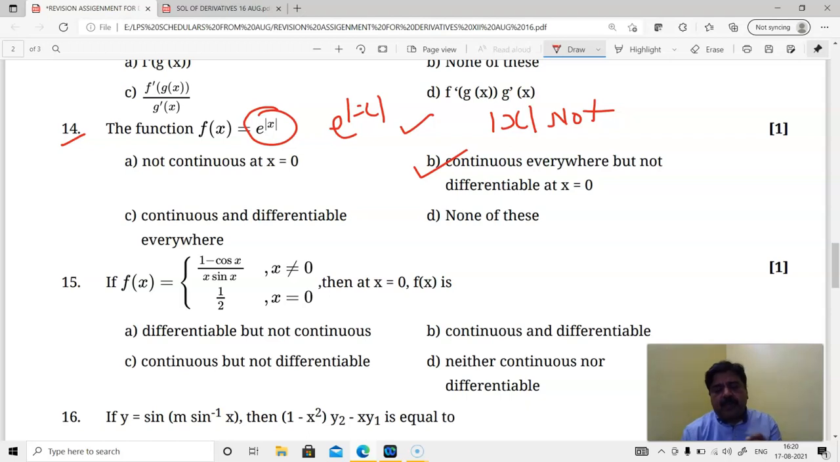For these kinds of questions, one suggestion is that you need not solve them. You have to use your brains and go with the theoretical parts. Theoretical parts have to be very, very strong.